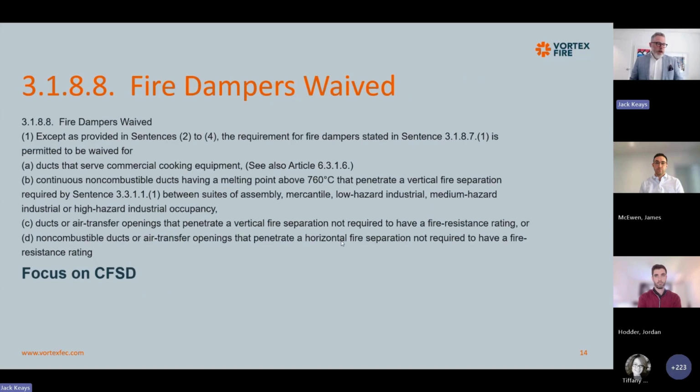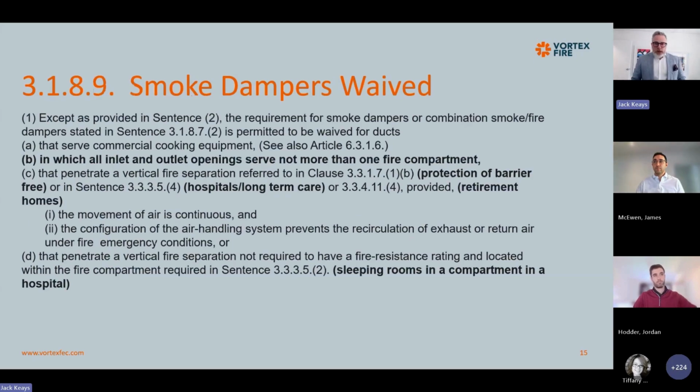So this is the fire damper waiver. As I said, we're not going to go too much into fire dampers. We're really looking at the cost associated with bringing in the smoke dampers. So we're not going to touch on this one for too long. This is a waiver that I think has always been here. It has to do with commercial cooking and different arrangements of ducts and things like that. So this is the key one we talk about.